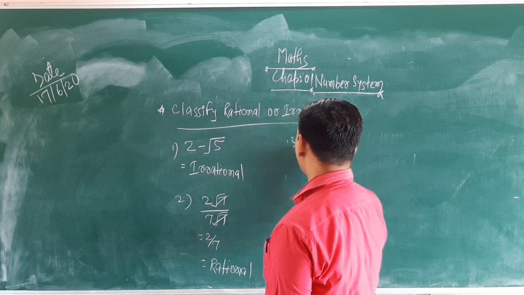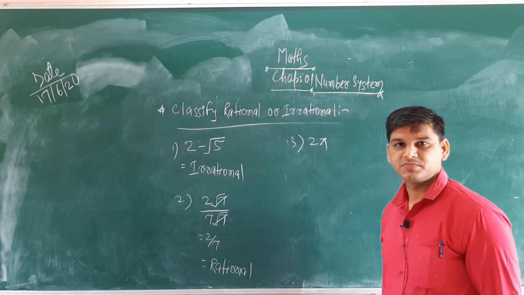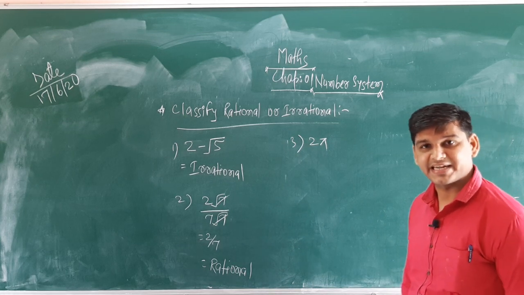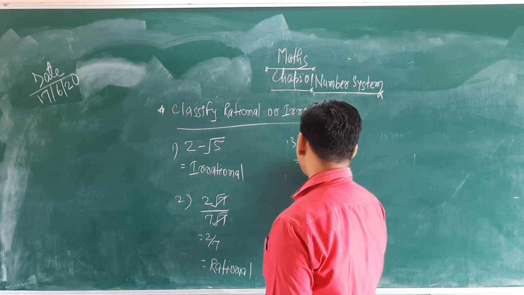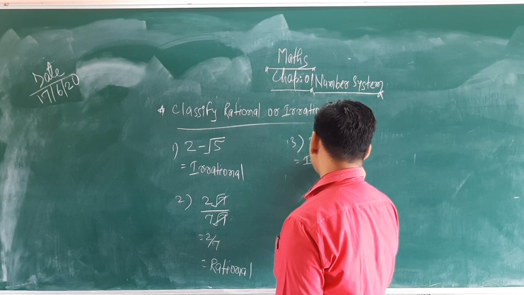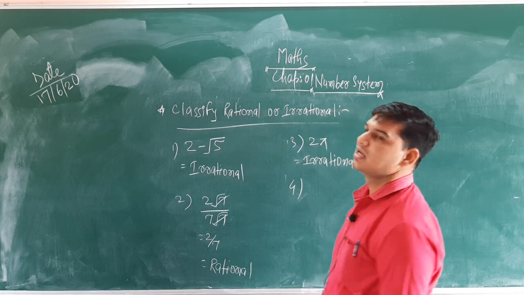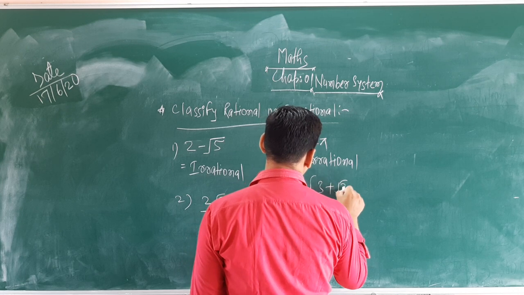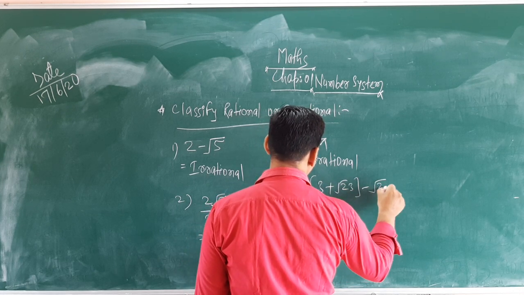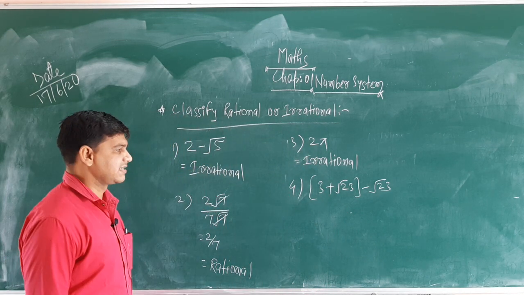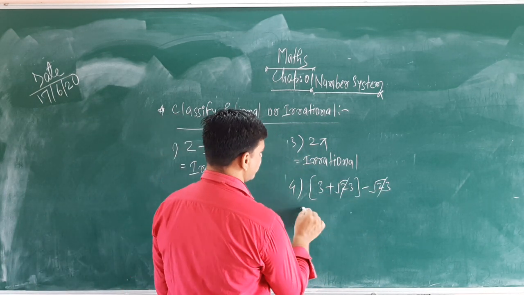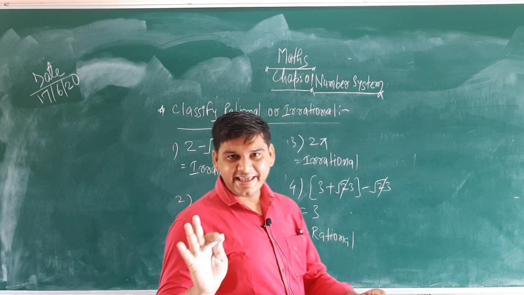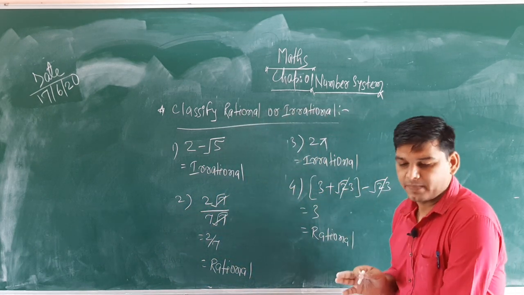Now another example, I will take 2 pi. Pi is what? Pi is an irrational number. So an irrational number multiplied with a rational number, the answer is always an irrational number. So it is multiplied with the 2, the answer is always an irrational number. Let me take another example: 3 plus square root of 23 minus square root of 23. Right? So plus root 23 minus root 23, 3 is remaining. 3 is what? It is a rational number. So it is very easy to classify whether a number is rational or irrational.